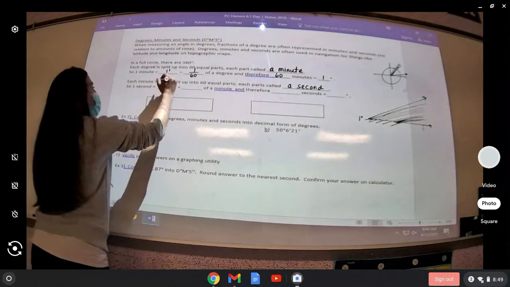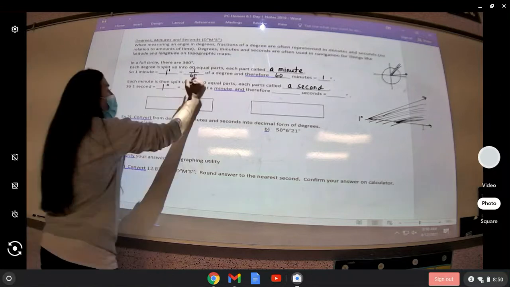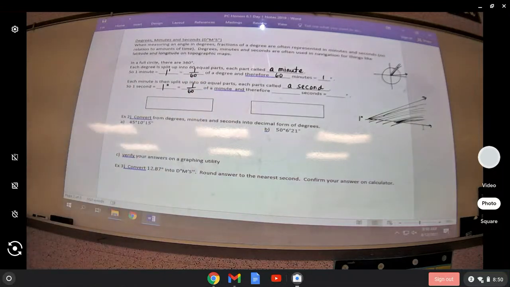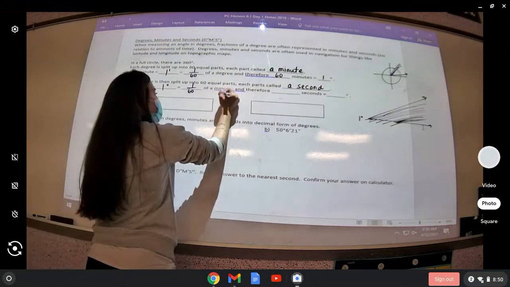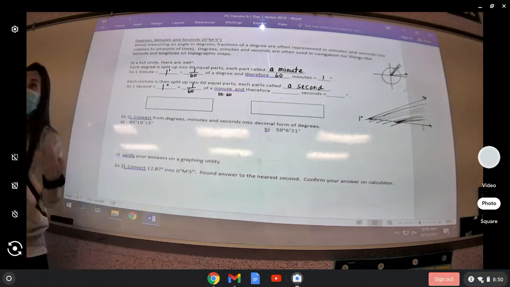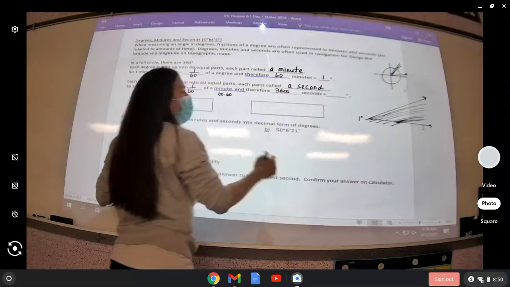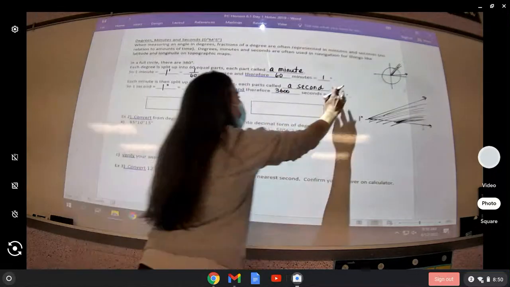So 1 second, which is equal to the double apostrophe, is 1/60th of a minute, not of a degree. There are 60 seconds in each minute, and there are 60 minutes in 1 degree. So 60 times 60 is 3,600. That means there are 3,600 seconds living inside of 1 degree. Oh, I already have the symbol there.